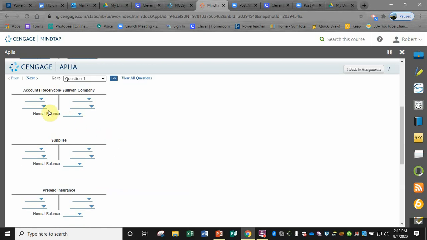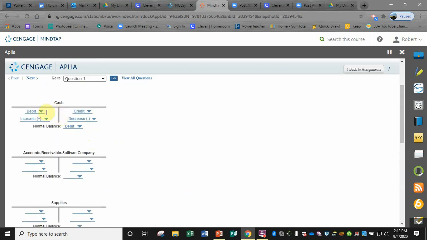We'll go down to the next one, our accounts receivable. Accounts receivable, that's also an asset. So what I tell you up here, under assets, the left side is always debit, the right side is always credit. The left side is always going to be the increasing side. The credit for the right side is always going to be the decreasing side. You can see the opposites. And once again, our normal balance is going to be on the debit side of the T chart. Debit.